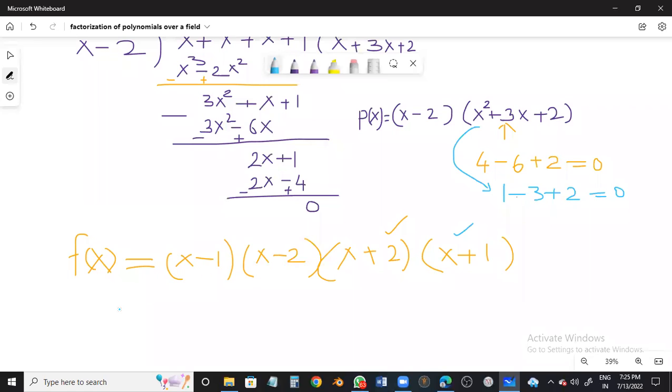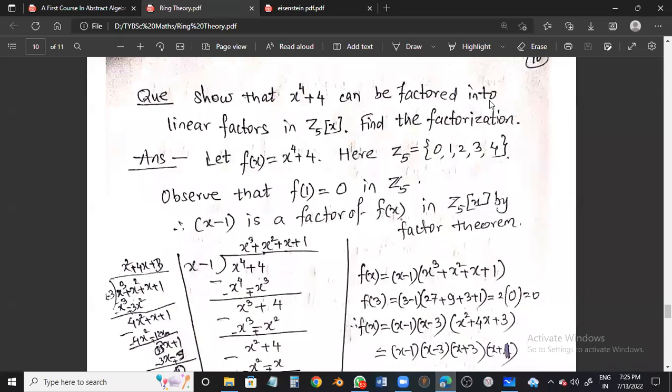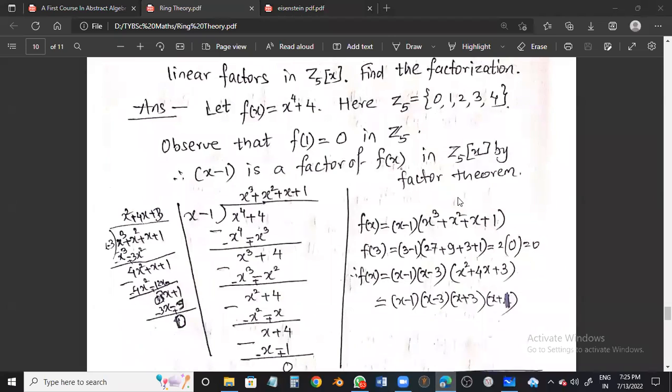Ma'am, we have to apply it for every factor, right? They have asked us to, actually, let me show you the question. So what does the question say? Show that this can be factored into linear factors and find the factorization. So we have to factorize it. Sure. So where I was wrong, let me check it.